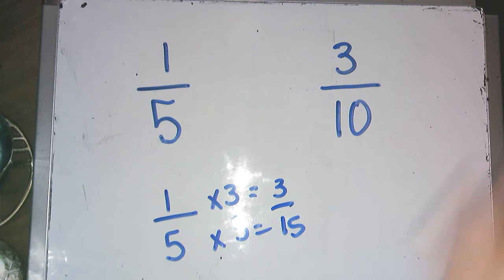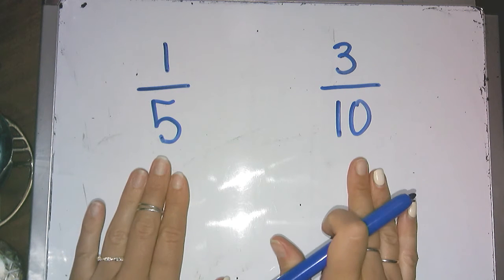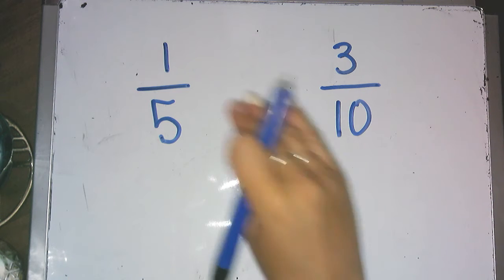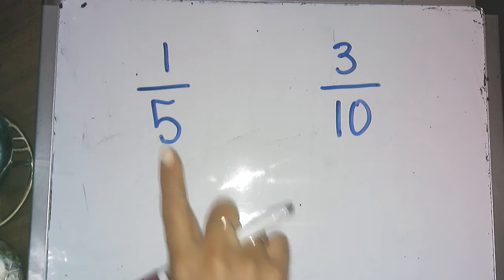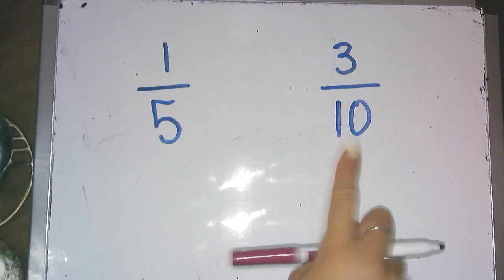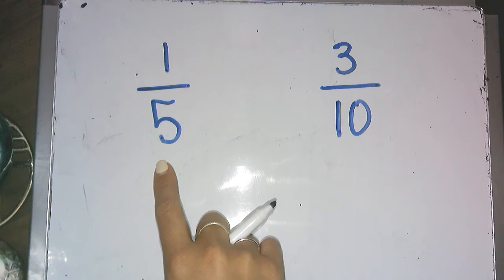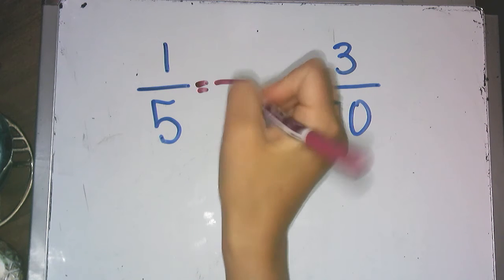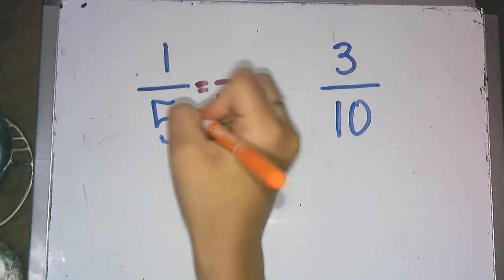So what we're going to do today is if we have a problem like this one, I'm going to figure out how I can create a common denominator. So I see that 5 and 10 are numbers that I know how to multiply to get from one to the other. So I'm going to make 1/5 into an equivalent fraction. I'm going to make it into tenths. So I need to figure out 5 times what is 10? And I know that's times 2.